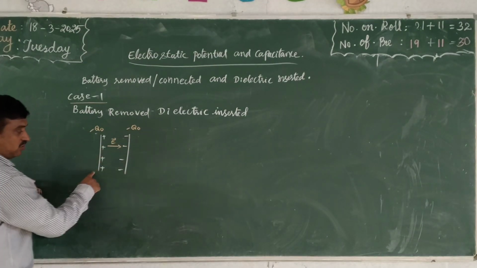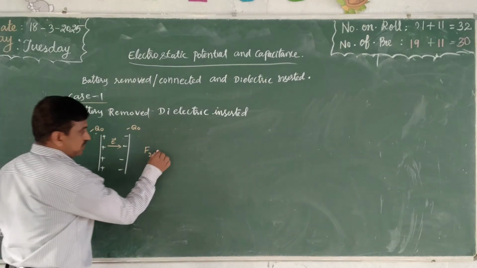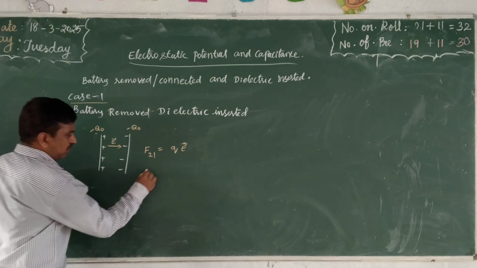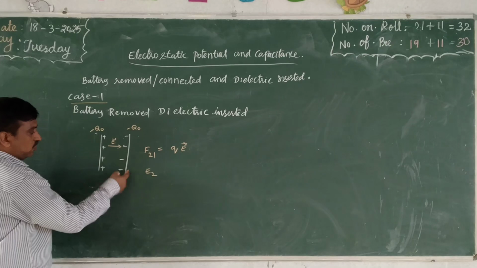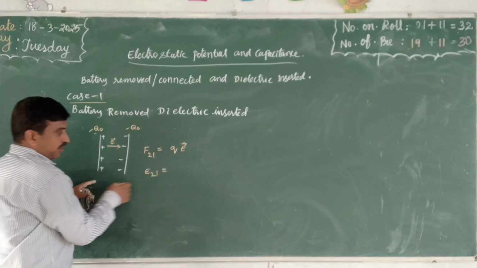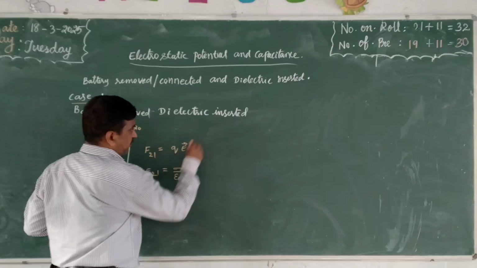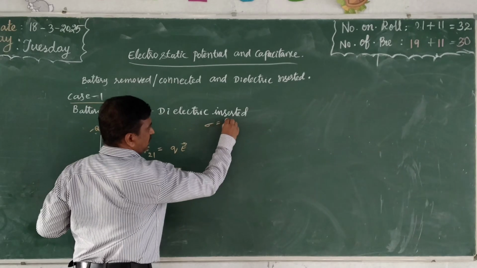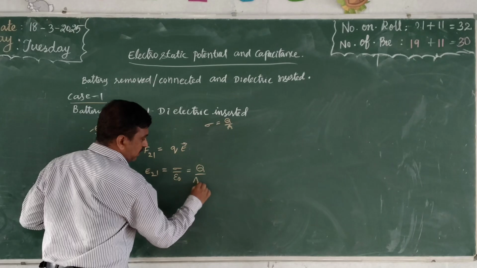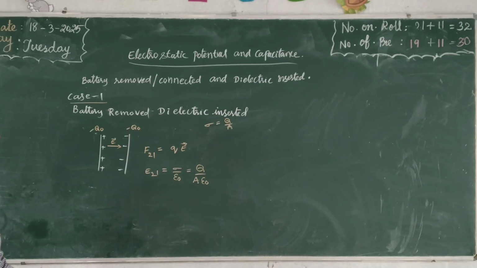See here, what is the force acting on the second plate? We find out the force on the second plate due to the first plate. We write Q into the electric field. What is the electric field? Electric field on the second plate due to the first plate, that is E21 we can write. Electric field between the parallel plates, what's the formula? Sigma by epsilon naught. Sigma means surface charge density, charge per unit area. What is the charge here? Q per unit area A, and epsilon naught. So Q by A epsilon naught is the electric field between the plates.